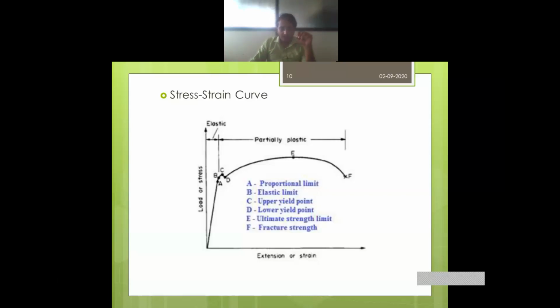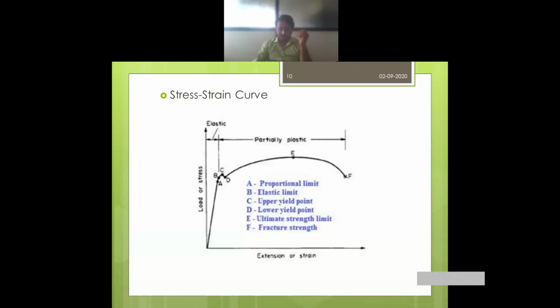You can observe here, at the beginning we have started loading. For some loading there is some strain, that means there is some deformation. If I further increase the load, there is further deformation, further stretching in the member. But in this stage, if I release the load right now, the member will come back to its original position. So this state is called the elastic state.